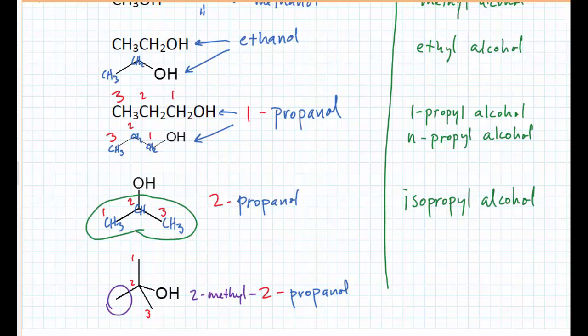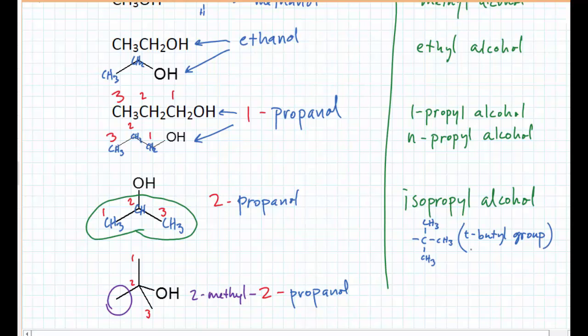This one actually has a name, because this kind of group has a name as a branch. It looks like this. That is called a t-butyl. That's a lowercase t. That is a t-butyl group, and it's called t-butyl because it looks like a letter T.